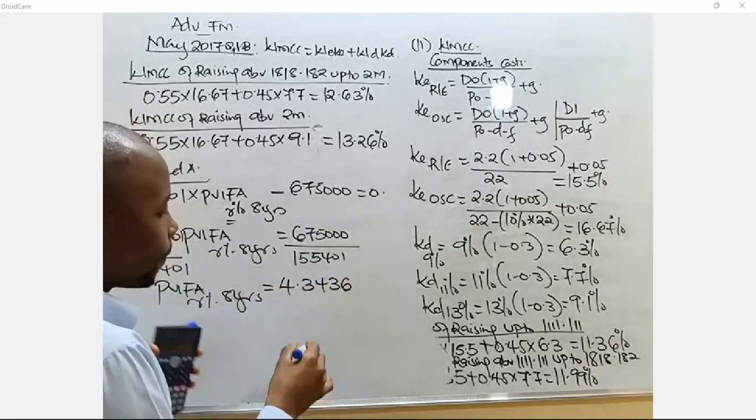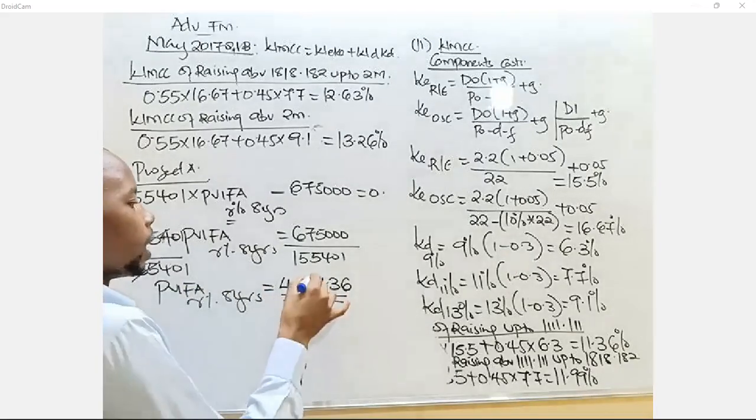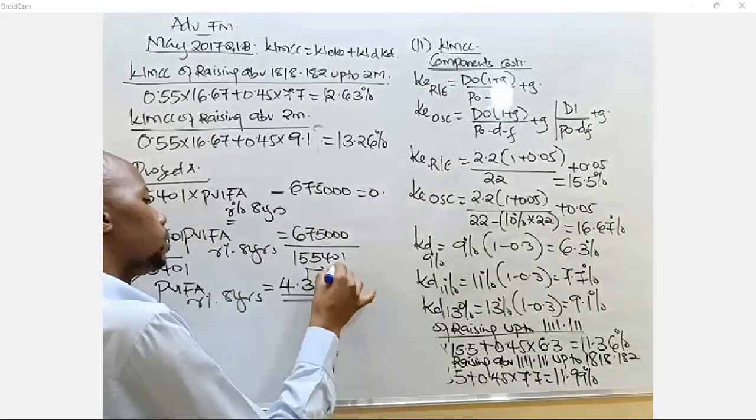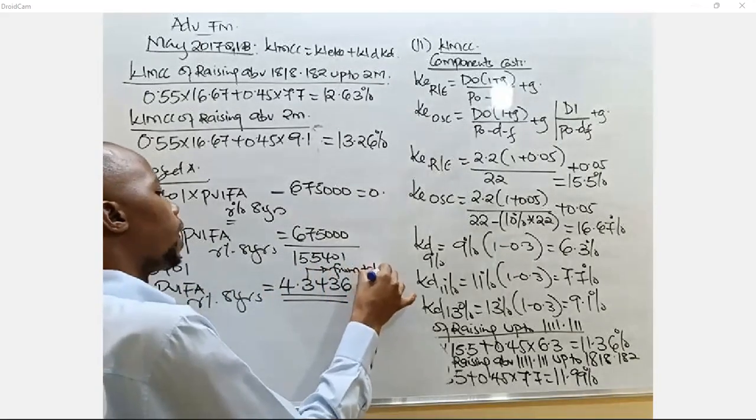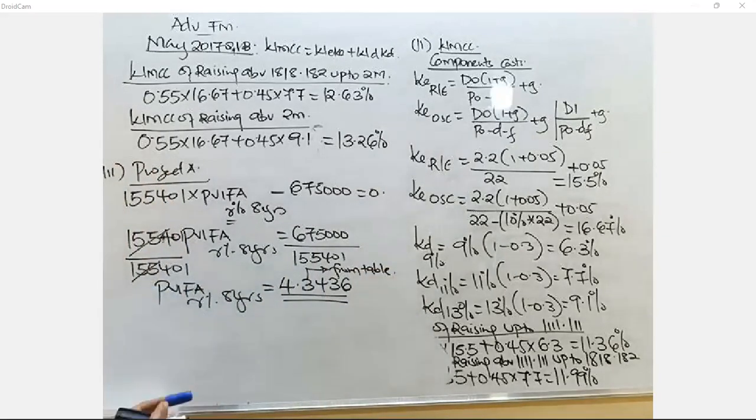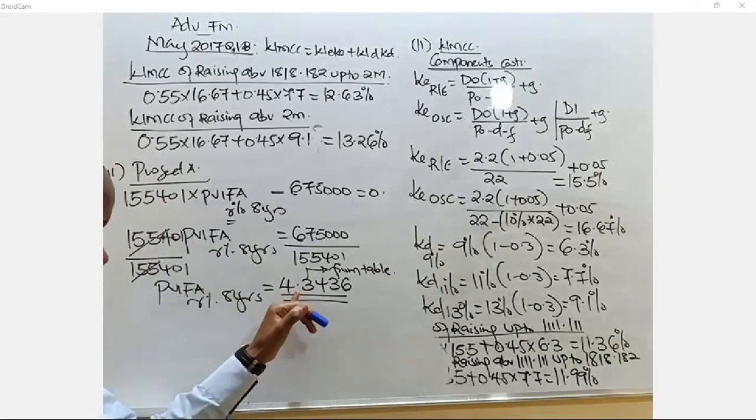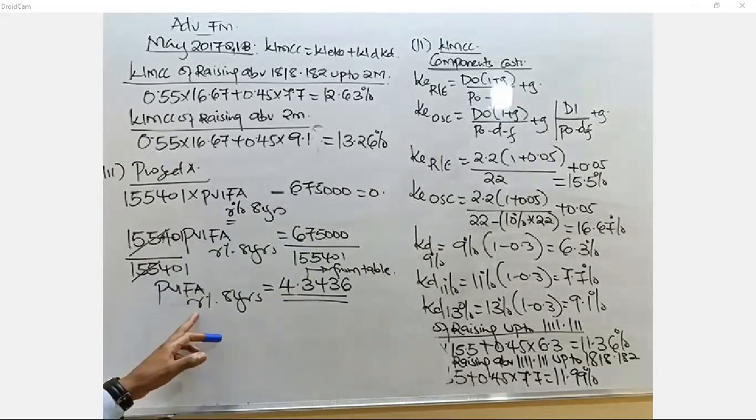4.3436. With this answer, you go and look from the table. From the table of the annuity. You look at where this figure lies in terms of the rates. So let us check on that.